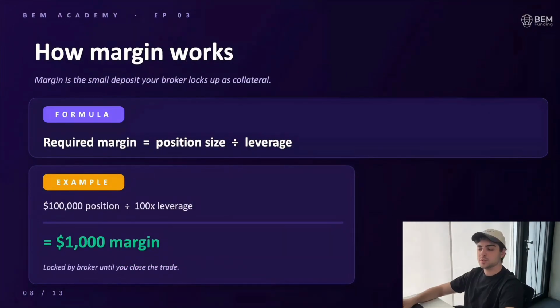To open a leveraged position, you need to put up a margin, a small deposit that acts as a collateral. The required margin equals position size divided by leverage. So a $100,000 position on 1 to 100 leverage requires only $1,000 of margin. That $1,000 is locked up by the broker until you close the trade. If your position moves against you and your remaining equity falls too low, you get a margin call. Your broker will close positions automatically to stop further losses.